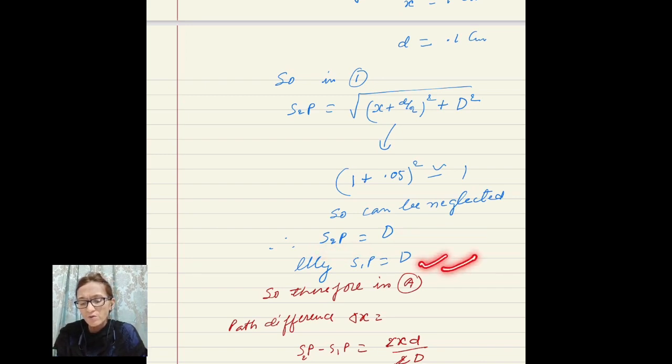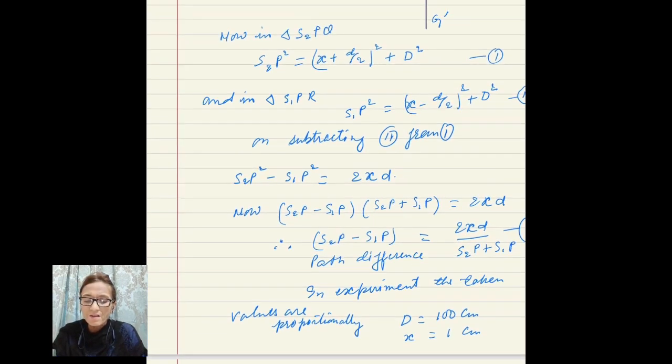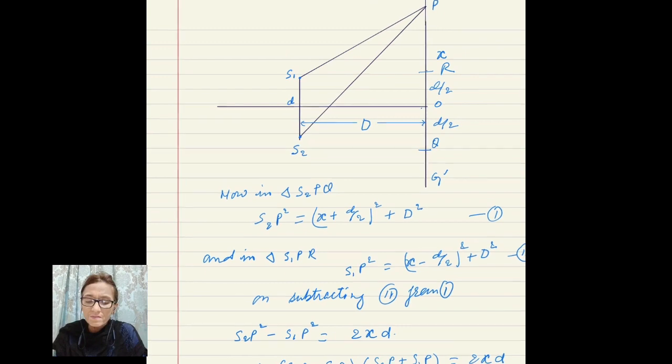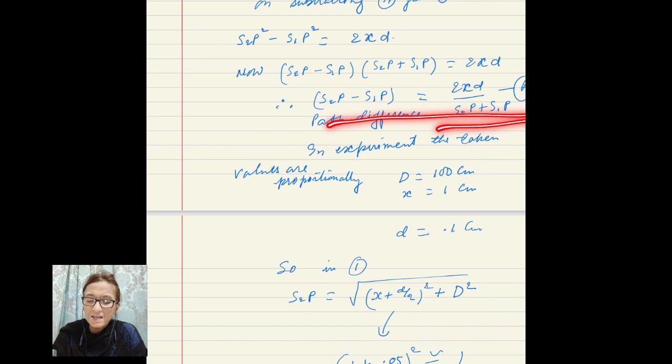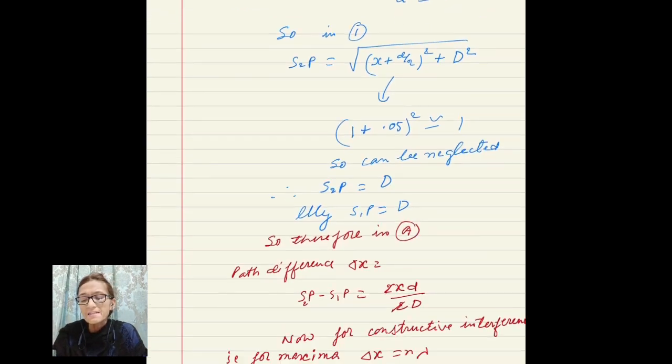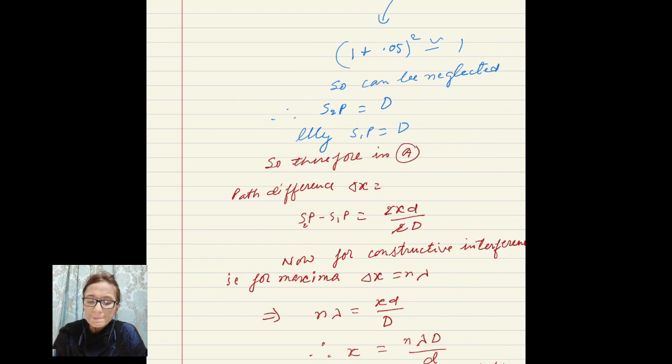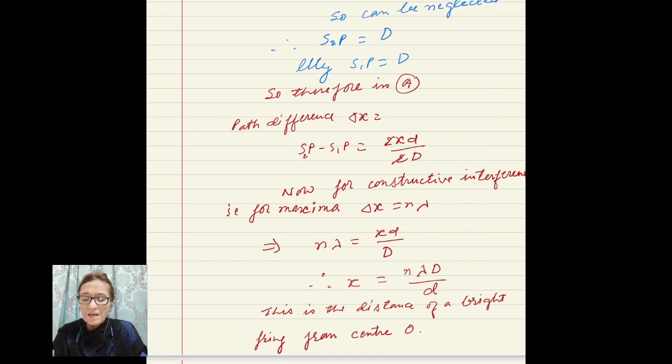Similarly, S1P also comes nearly equal to D. So in equation A, H2P plus S1P is equal to 2D. Now the 2 is cancelled from numerator and denominator, and then the path difference, that is H2P minus S1P, is del x, and there will be constructive interference. There will be maxima at all those points if this path difference is equal to n lambda.